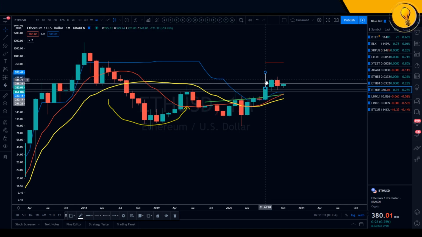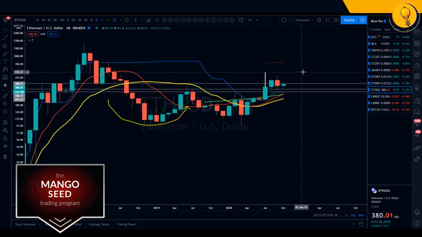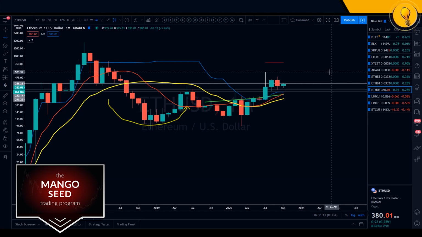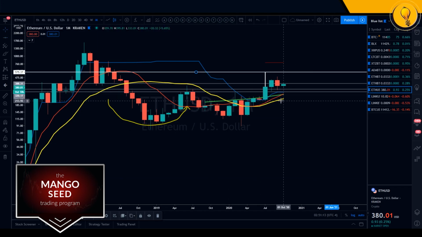Now, if we plot the measured move from that break, the measured move will take Ethereum all the way up to $575. That is the measured move of that beautiful double bottom-like formation.